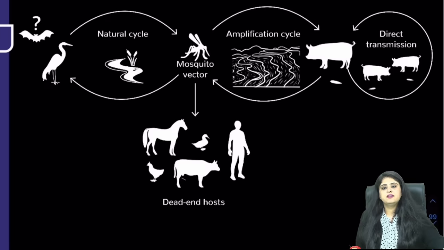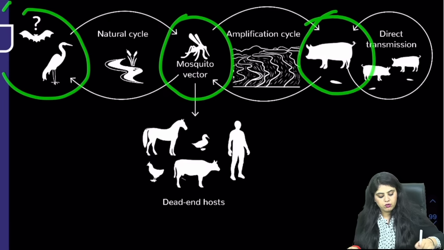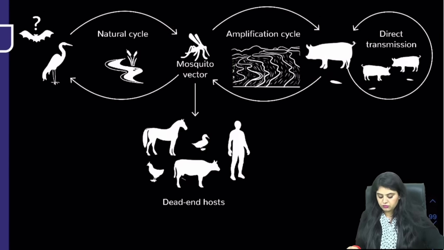Quickly tell me. This one is exactly, I somehow feel something like this will come. Just a random gut feeling that I just now had. Quickly tell me, right? What is this? I can see some birds over here. I can see a mosquito over here. I can see a pig over here. And then I can see human beings also over here. What is this?